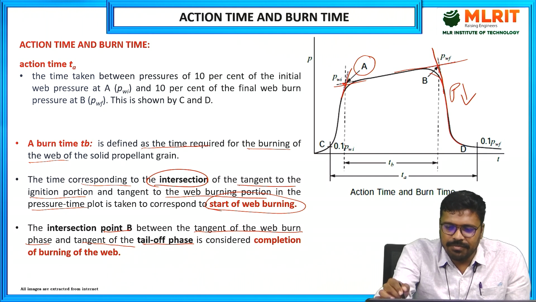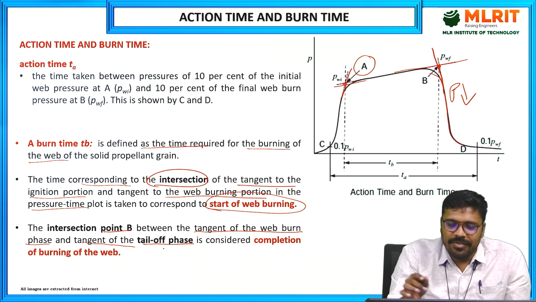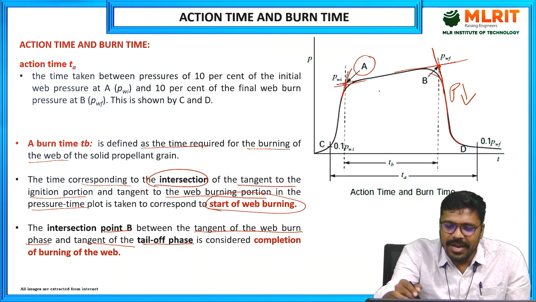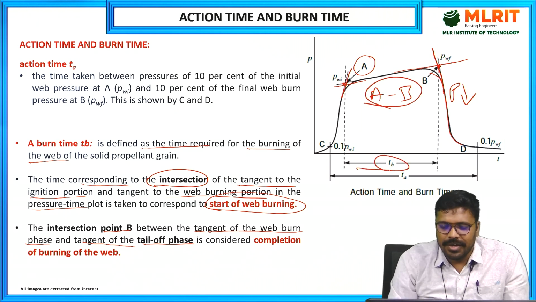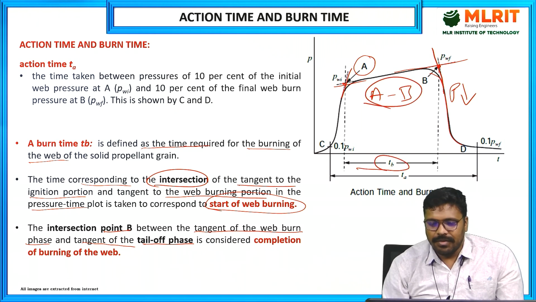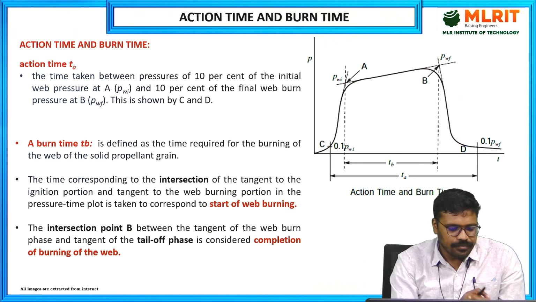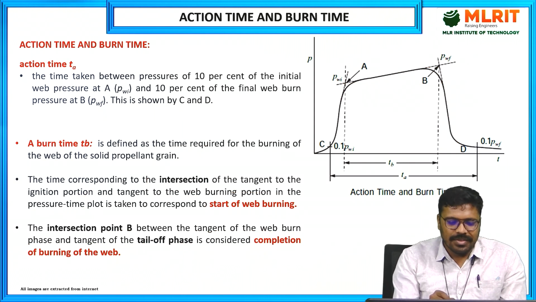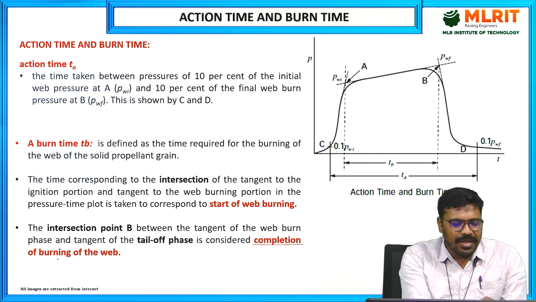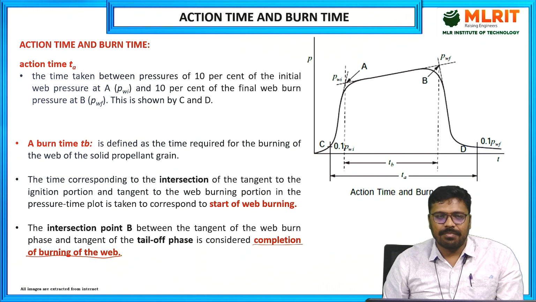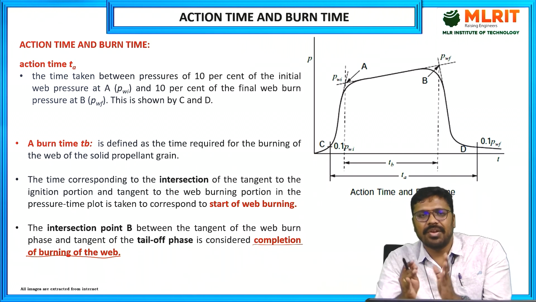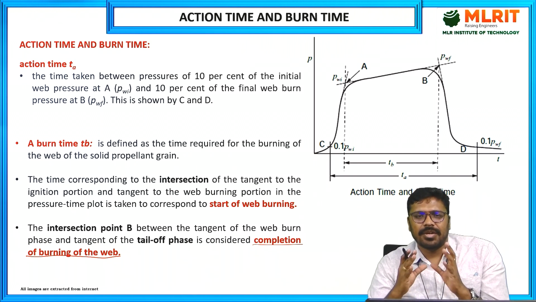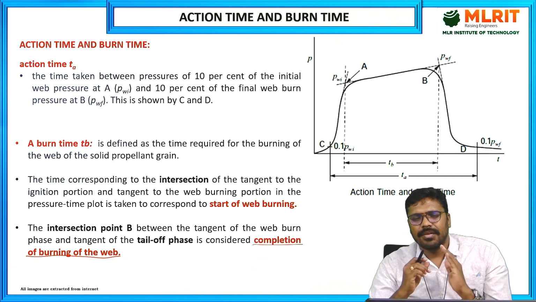The intersection point is nothing but B, and whatever the duration between A and B, this is nothing but burn time. This is called the completion of the burning of the web. Here in this region we will get the maximum amount of thrust.